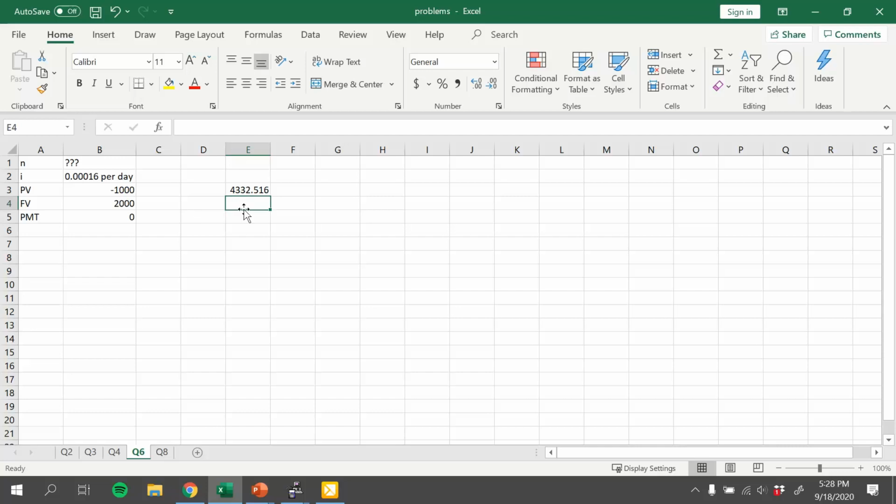We get 4,332. All right, so what does that mean? 4,332 what? That's going to be days. So the units on these are days. So when you solve for N, the units that come out are going to be consistent with the units on the interest rate. So if we have a daily interest rate, the result that we get here is going to be in terms of days. So the answer to this one is 4,332 days.